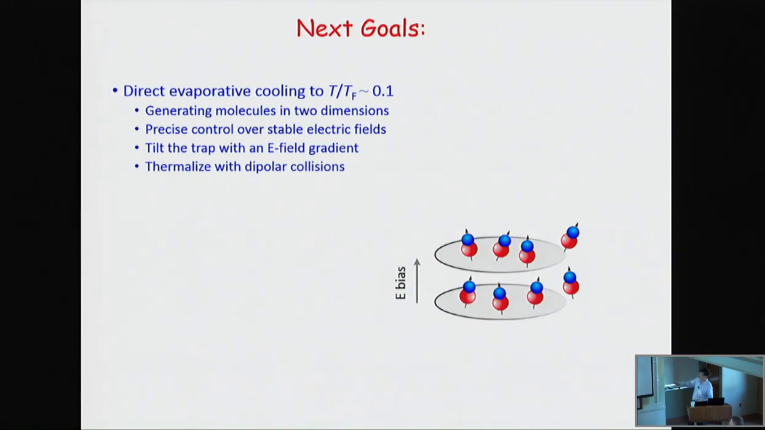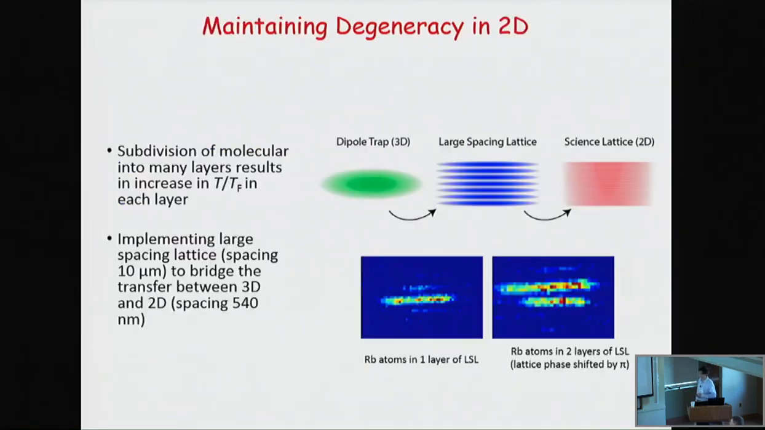So we want to be able to generate the molecules in 2 dimensions and precisely control stable electric fields, be able to implement evaporation and then thermalize the gas with dipolar collisions and so on. We will try to see whether we can go below T over T_F less than 0.1. Now we have this degenerate gas in 3D. How do we maintain that degeneracy in 2D?